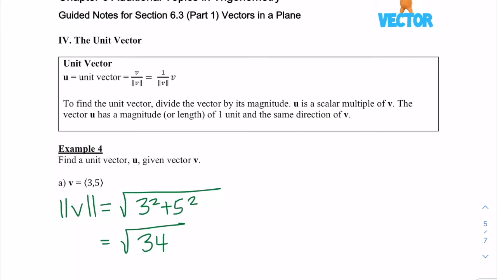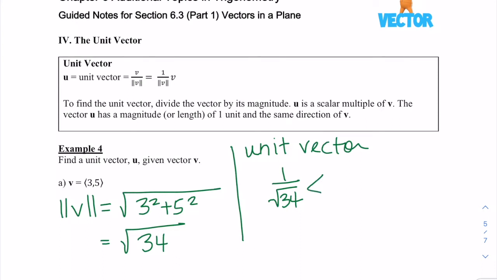It'll give me a vector with a magnitude of 1. So I can do two things. I can just write this here. I'm going to multiply this vector by 1 over its magnitude, right? So we know that the magnitude is square root of 34, and I can't reduce that. So that's just going to be 1 over square root of 34 times the vector 3, 5.